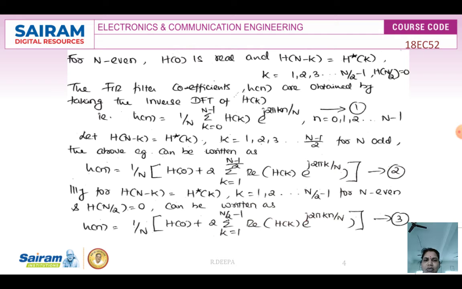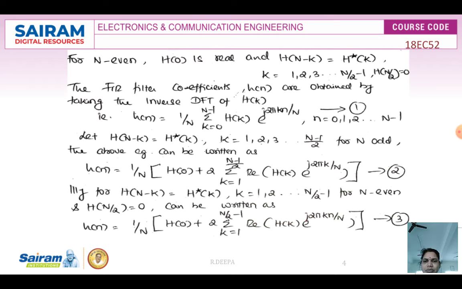Let me substitute for n odd in the above equation 1. If I substitute, I can split the entire h of k as starting from h of 0, then the remaining values as 2 times k is equal to 1 to n minus 1 by 2. Hence equation 1 is written as h of n is equal to 1 by n, h of 0 separately, plus the remaining values as 2 times summation k ranges from 1 to n minus 1 by 2, real part of h of k e power of j 2 pi k n by n.